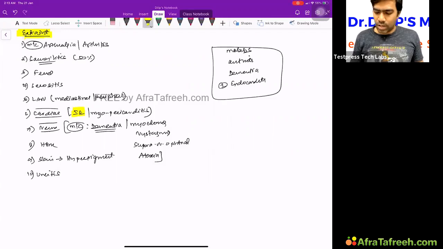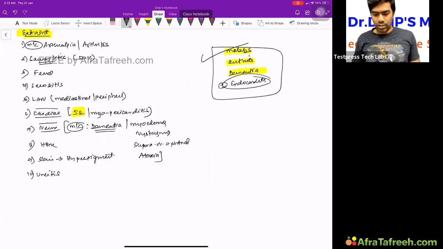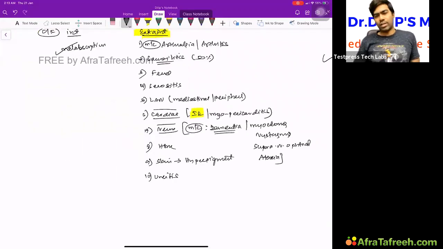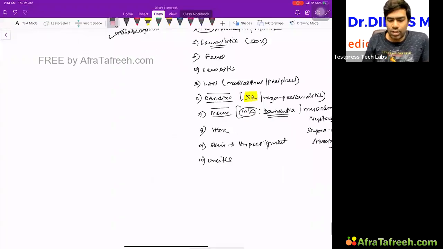So if you have features of malabsorption, arthritis, and dementia, plus or minus endocarditis, you're dealing with a case of Whipple's disease. That's all. So this is how you make a diagnosis in exam. Without extraintestinal manifestations in exam, you cannot make a diagnosis of Whipple's disease. Or they will give a straightforward clue.